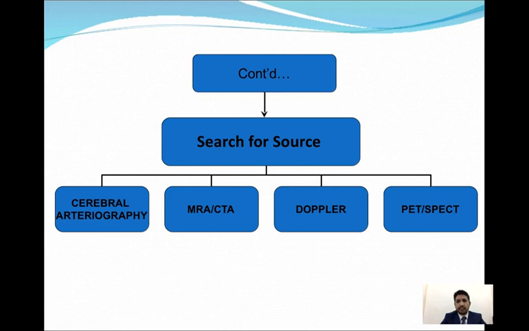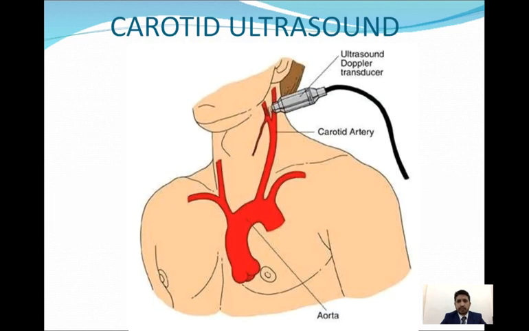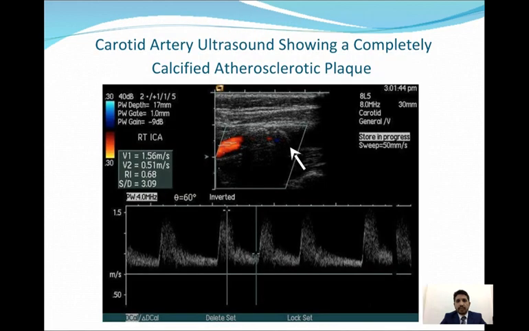So these are the investigations that can be done, and you select these investigations from patient to patient, not all in every patient. This is an example of carotid ultrasound. Here a probe is placed on the carotid artery and we look for any blockage, plaque, or hemodynamic instability. These are the things that we see on carotid ultrasound to look for a source of either thrombus or embolism. Here, this is an example of carotid ultrasound. There is complete blockage of the carotid artery.